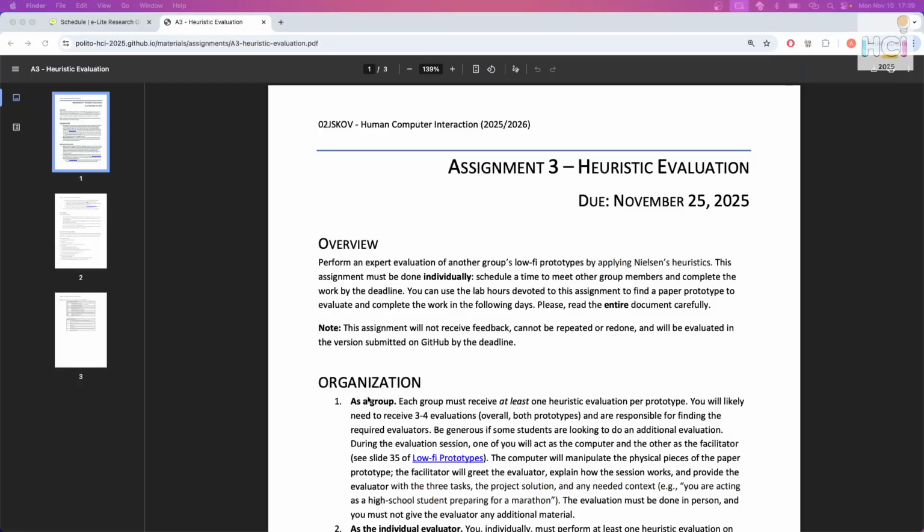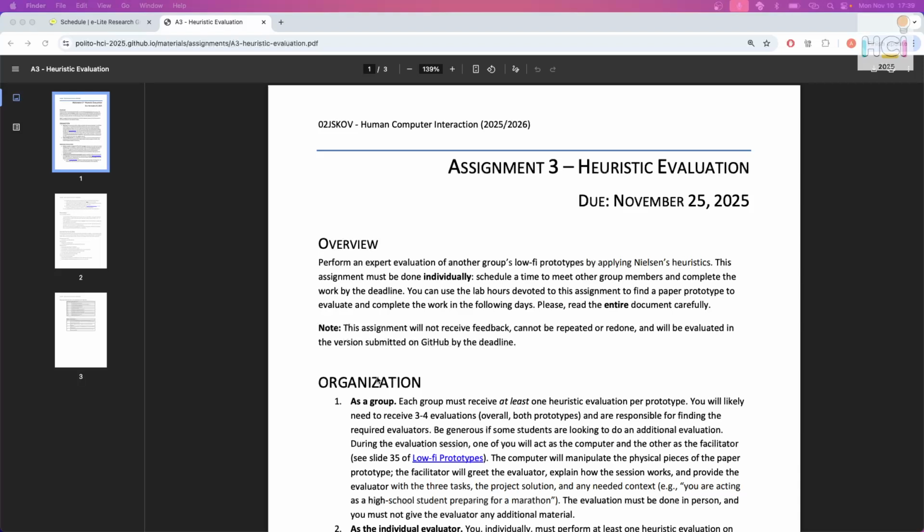Okay, so before the exercise, let's look together at the assignment 3 text, which is quite complicated, so let's try to solve all the problems now. Assignment 3 is an individual assignment, so you must complete it, of course, individually and in presence. It's due on November 25, so you have 2 weeks, but you must perform it in presence.